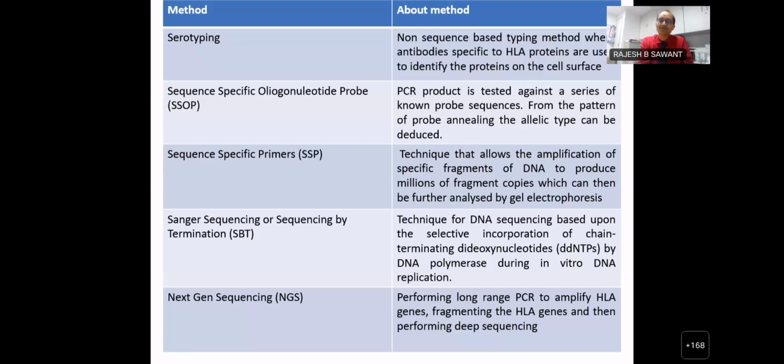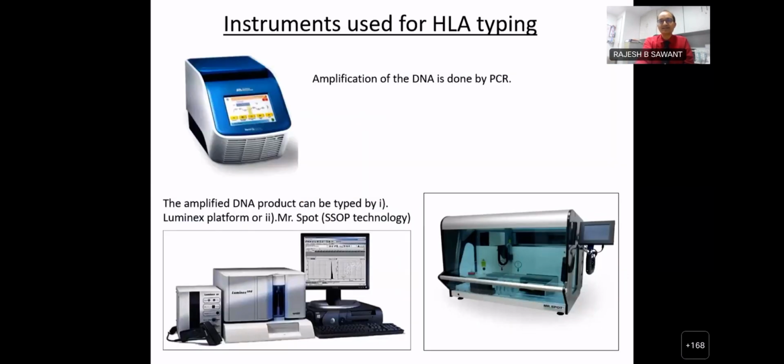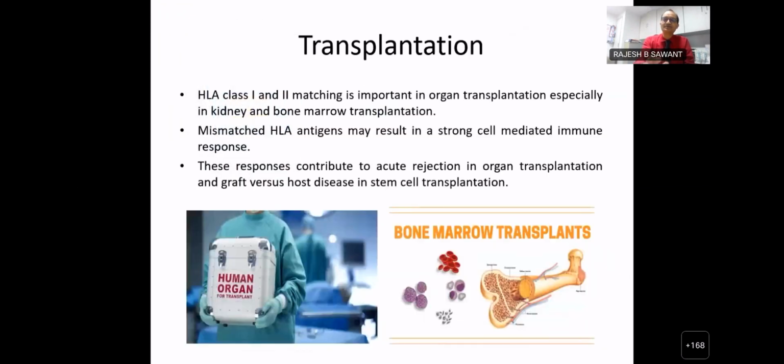And the last and the most focused today is the NGS or next generation sequencing, where what you do is perform long range PCR to amplify the HLA genes. Then you fragment those HLA genes and you perform deep sequencing of individual fragments that have been made of the particular HLA gene. So there are various equipments that are used for this HLA typing, and the most common ones I will include in the next slide.